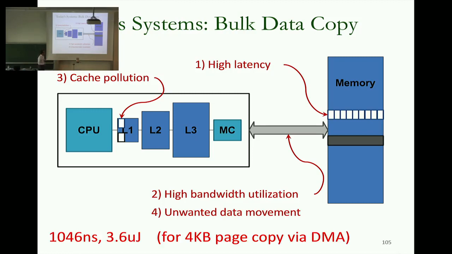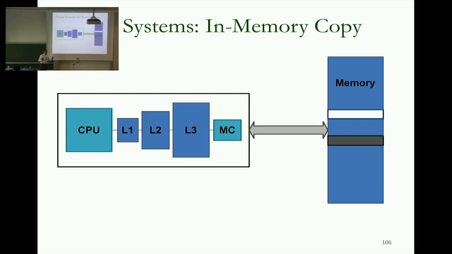So if you do a 4 kilobyte page copy through the direct memory access engine, just this path, with some technology assumption, it takes about 1,000 nanoseconds and 3.6 microjoules. This is a lot. So wouldn't it be nice if we provided the system the option to do this? Basically, memory does the copy internally. It doesn't touch anywhere else in the system.